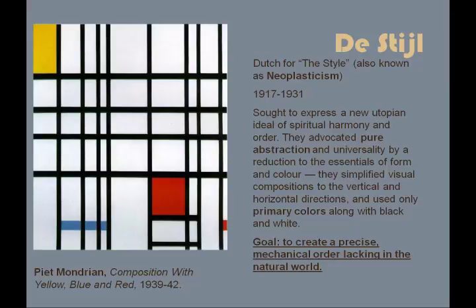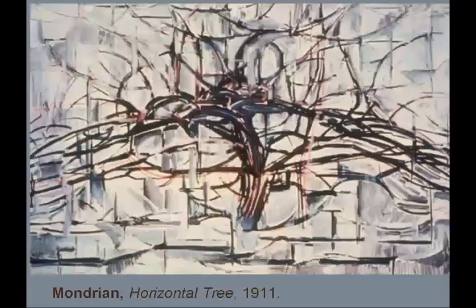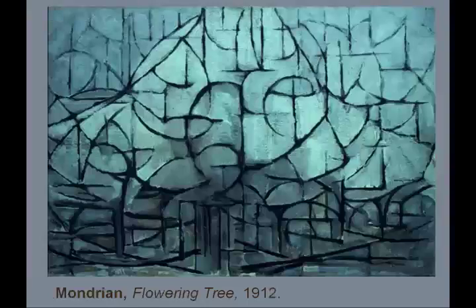In the next few slides, we'll look at a few examples of De Stijl art. So this is one of Theo van Doesburg's own pieces. Notice the use of geometry here to lay out and organize the page. Piet Mondrian, a number of his pieces here. You're probably most familiar with his gridded color block paintings, so I wanted to show you a few of his other works. Again, this is called Flowering Tree.